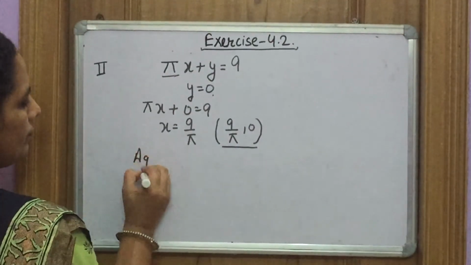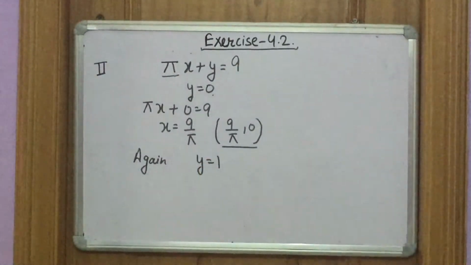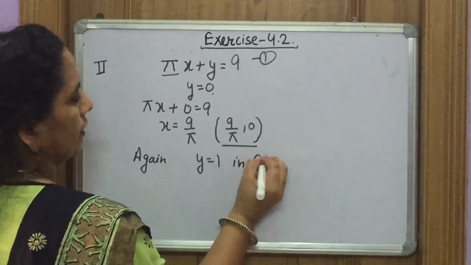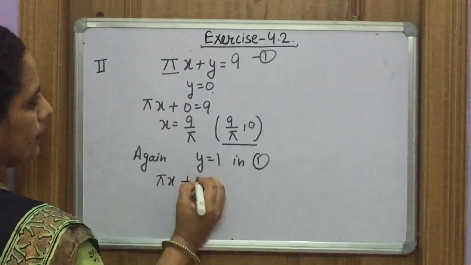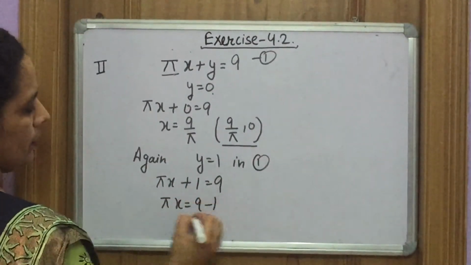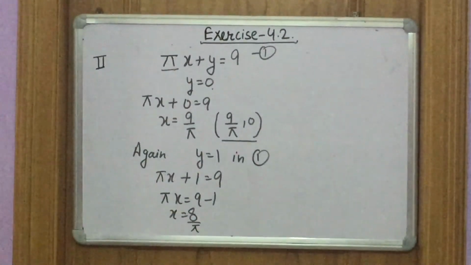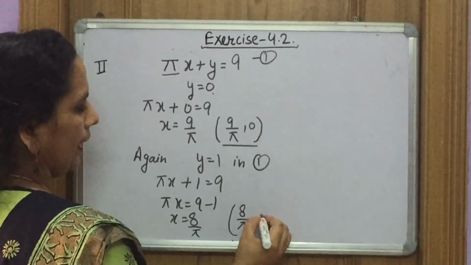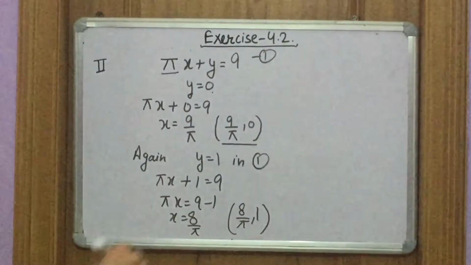Again, put y is equal to 1 in the first equation. Then try to find out the value of x. So x will be equal to 8/pi. So the second solution is 8/pi and 1. So this is our second solution.